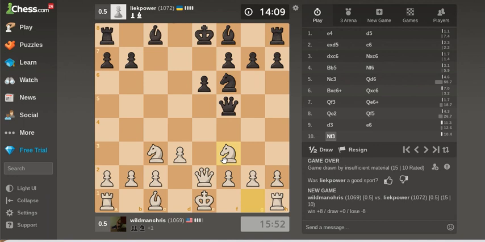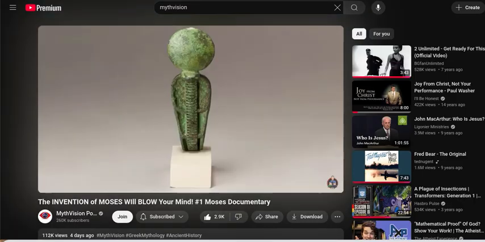Yet another passage connecting Moses with the temple is 2 Kings 18.